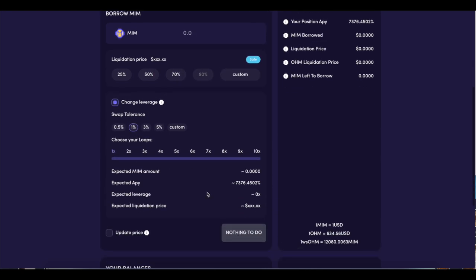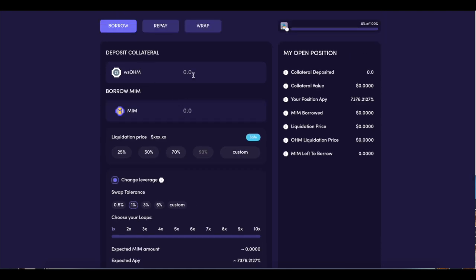Now, what this is going to automatically do, let's say 5x, 6x, 7x, whatever you want, depending on how much you deposit, it will automatically deposit your wrapped staked Ohm, buy or borrow the mem, go back, take the mem, buy some more Ohm, deposit in here, borrow more mem, buy more Ohm, deposit Ohm, borrow more mem, buy more Ohm, deposit Ohm, borrow more mem, depending on how many times. So say you do 10x, and that means it's going to do it 10 times. If you do it 5x, it's going to do it 5 times.